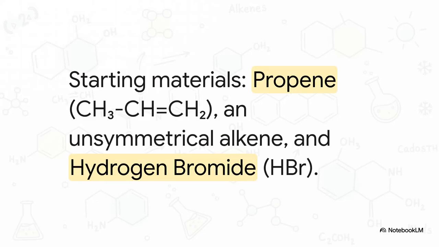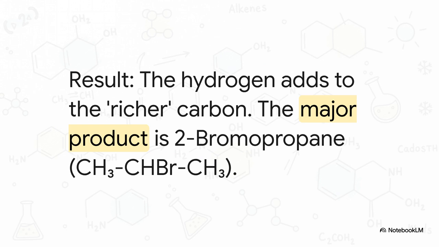So here are our starting players. We've got propene, which is an unsymmetrical alkene, and hydrogen bromide. Now look closely at that double bond. The carbon on the right end has two hydrogens, but the one in the middle only has one. That's the key. And here's the result.